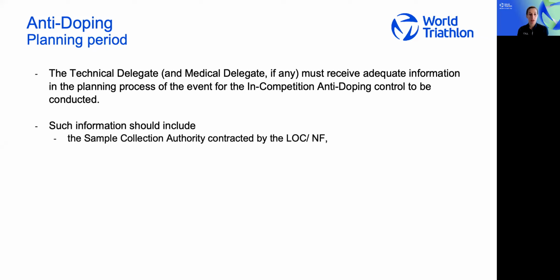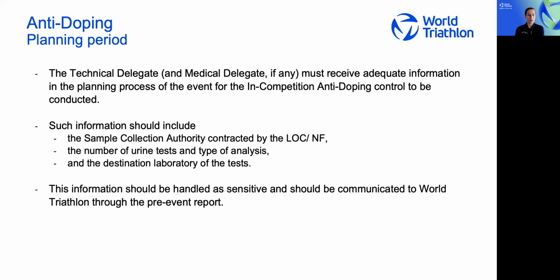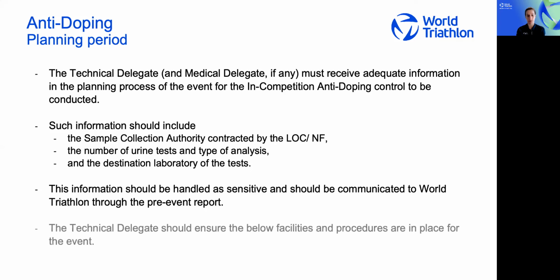Such information should include the name of the sample collection authority, the number of urine tests and type of analysis, and blood tests, if you have any at your events, and the destination laboratory of the tests. This information should be handled as sensitive and should not be shared with the general public, and they should be communicated to World Triathlon through the pre-event report.